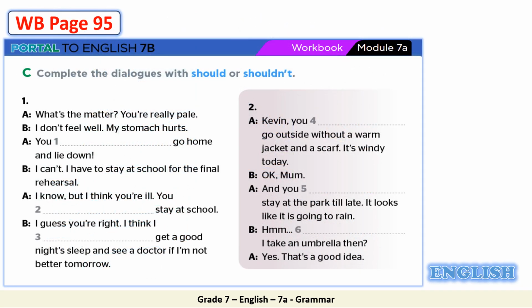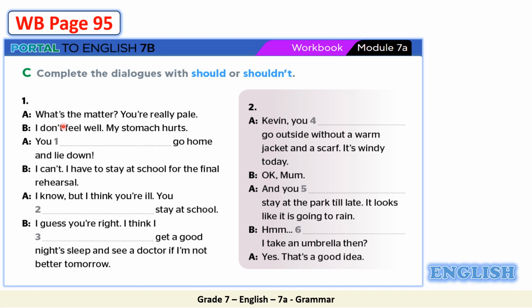In your workbook, page 95, go to task C. Read the given instructions. C. Complete the dialogues with should or shouldn't. Here you have the dialogues that you are going to complete with should or shouldn't. Kindly pause the video and try to work it out. Let's check your answers now.